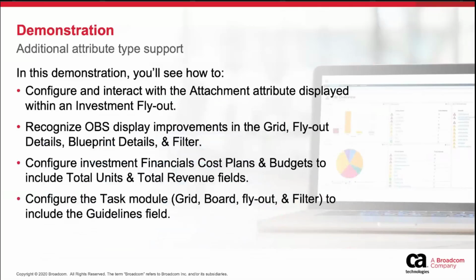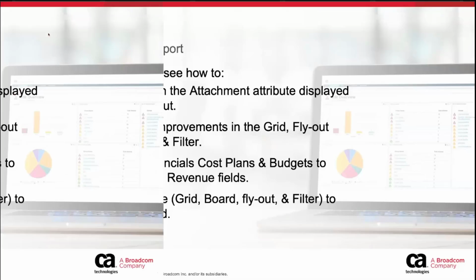All right, so let's move on to the demo. We're going to look at the attachments, how that's used in the flyout. We're just going to show you the OBS display improvements, and I'll show you the use of total units and total revenue in the cost plans, although it is available in budgets. And then we'll just look at the guidelines field that's new for the task module. Okay, so let me end the PowerPoint and I'll come back to the product.